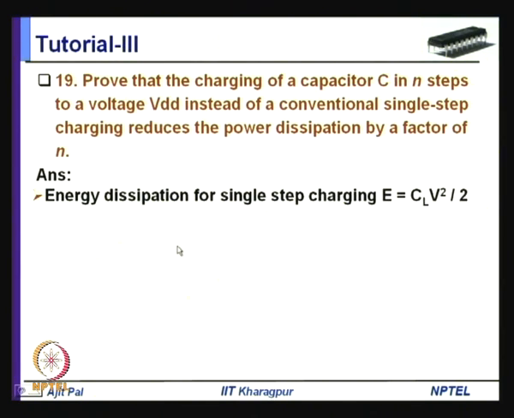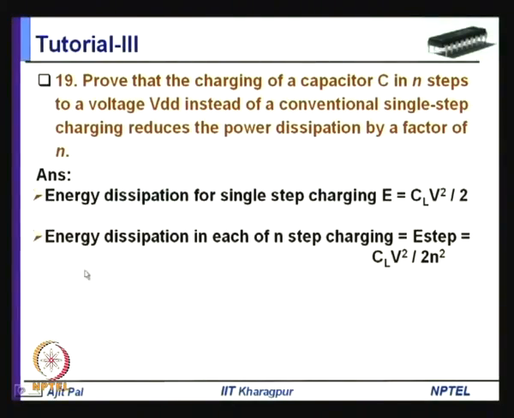And as you do n step charging, obviously in each step the voltage changes: in the first step from 0 to V by n, in the second step from V by n to 2V by n, and stepwise it will keep on doing. So, you can see here energy dissipation in each step of charging will be CL by 2 into V by n square. So, that gives you CL V square by 2 n square. So, this is for each step of charging.